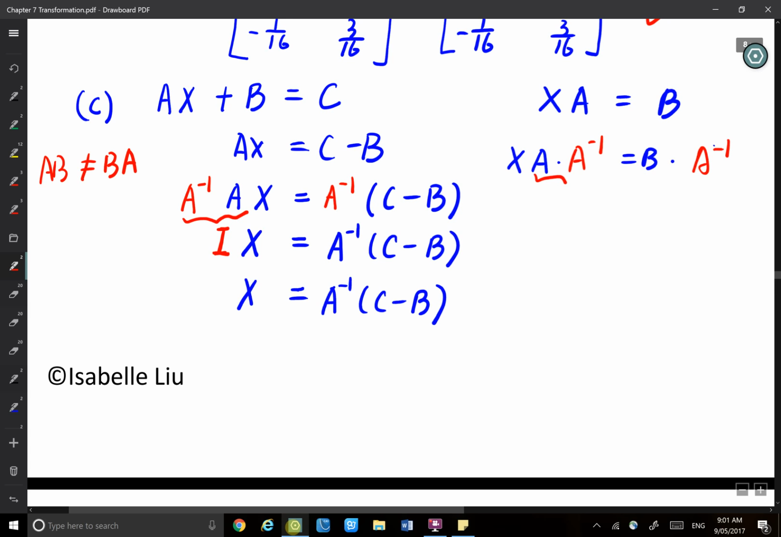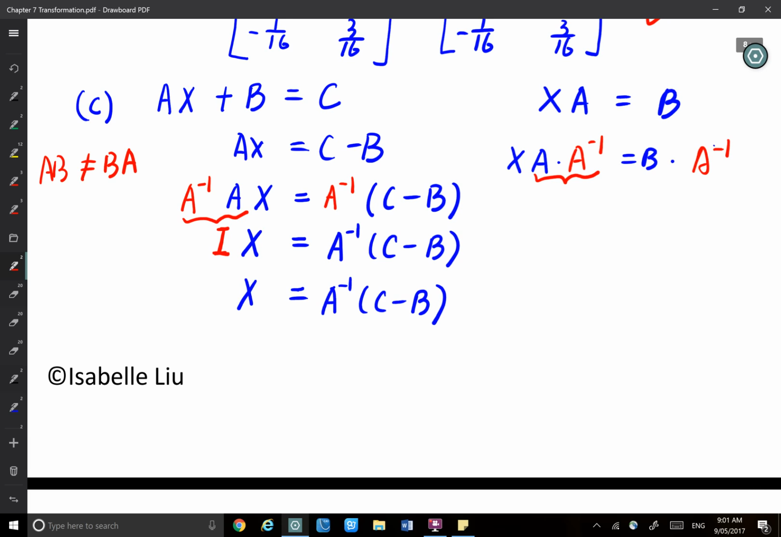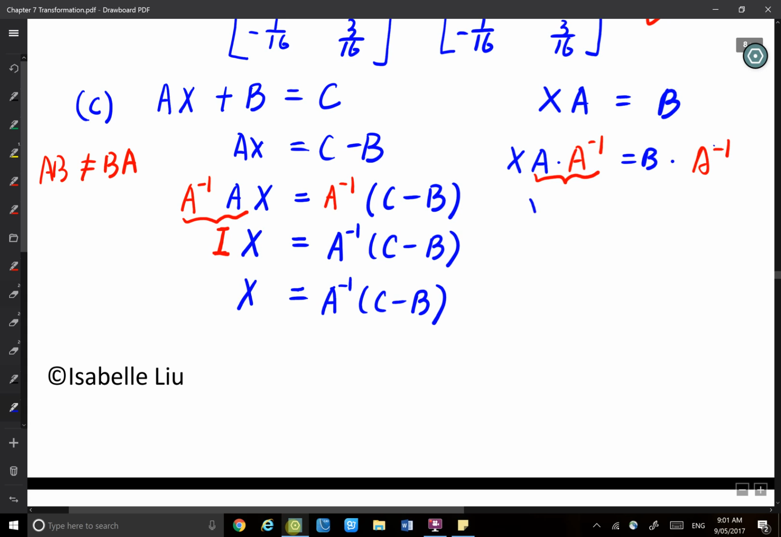And you can times those two together. I can't change the order, but I can times those two together. Therefore, I will have X times I, that equals to B times A inverse. And X will equal to B times A inverse.